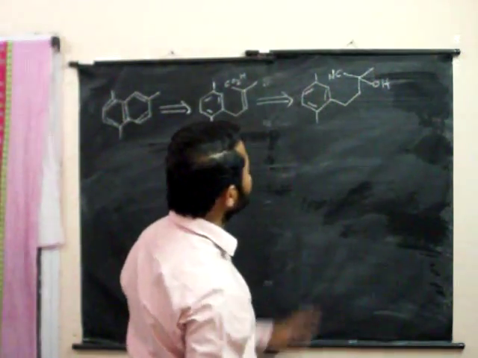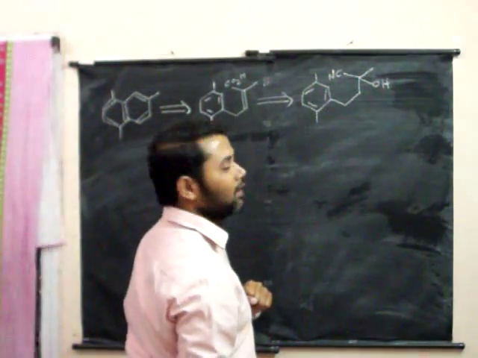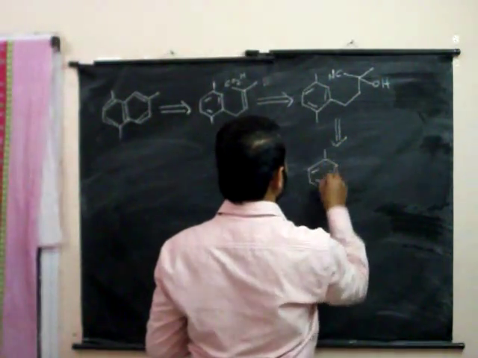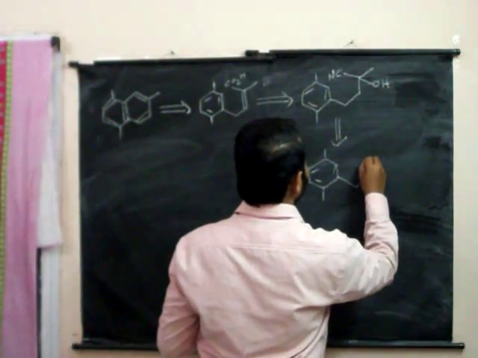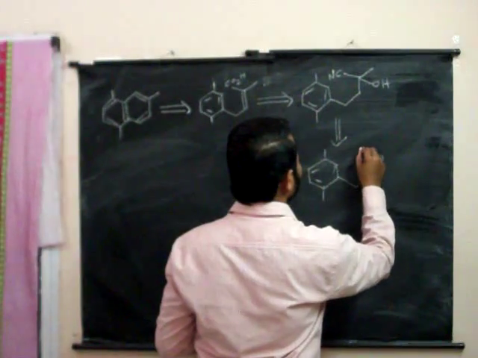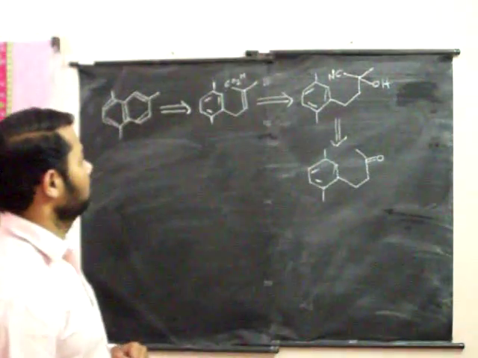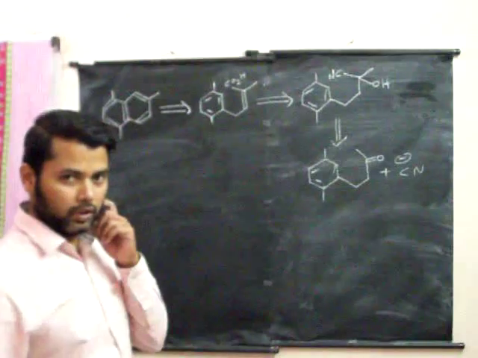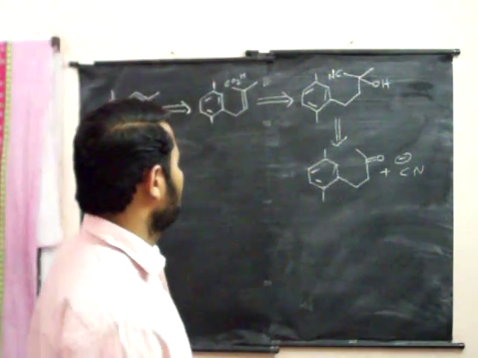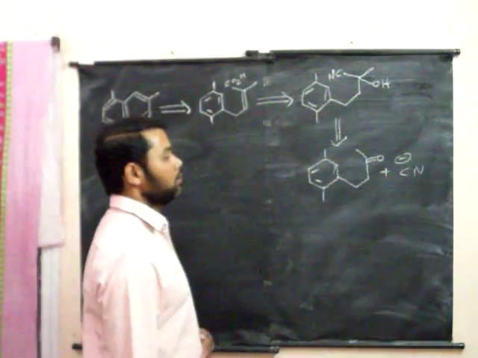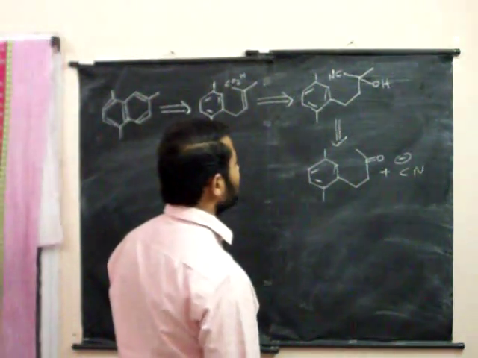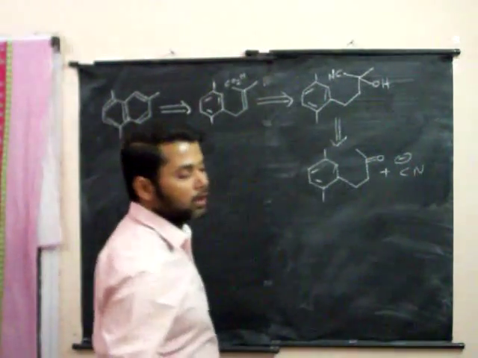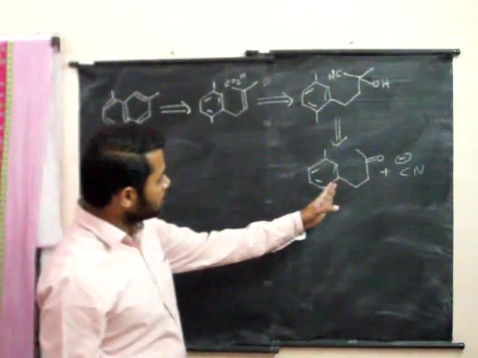Now, how to synthesize this compound? If we have plus cyanide, we can utilize the chain extending, means C-C bond formation. So here this will react with this keto group to yield that alcohol. How to synthesize this molecule?